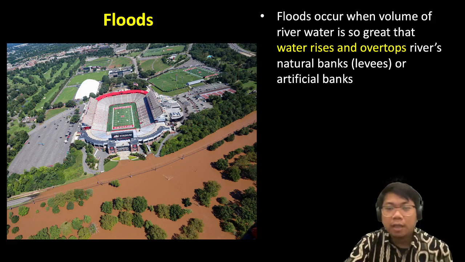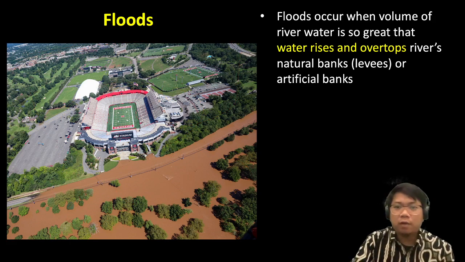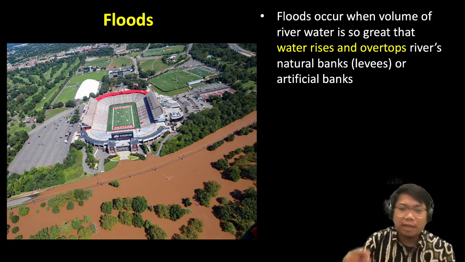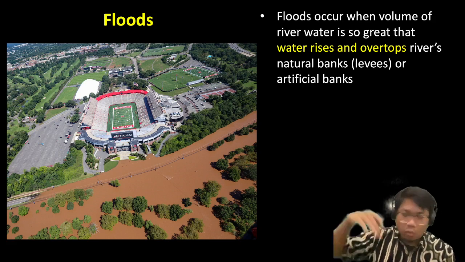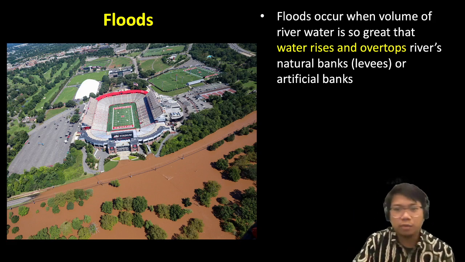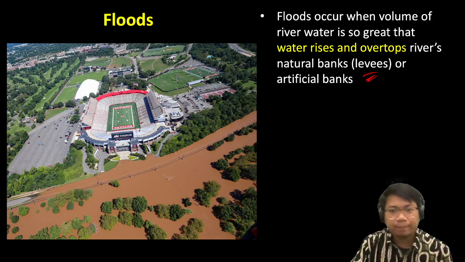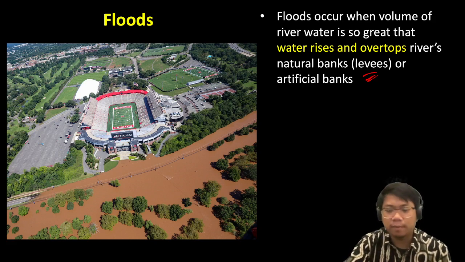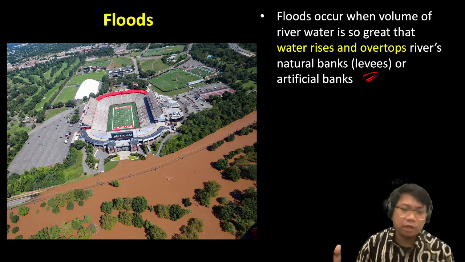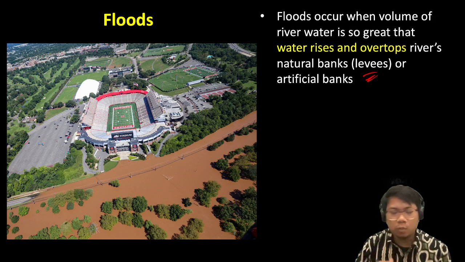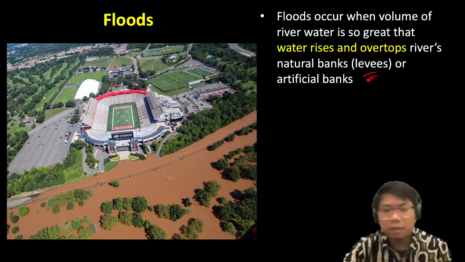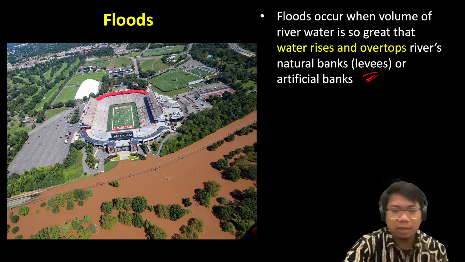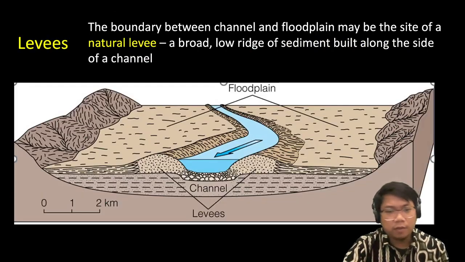Floods occur when the volume of river water is so great that the water rises and overtops the river's natural banks or levees, or artificial banks as well. Sometimes in some areas people build artificial banks, but floods occur basically when the water rises over these either natural or artificial banks. So I mentioned levees in the previous slide.